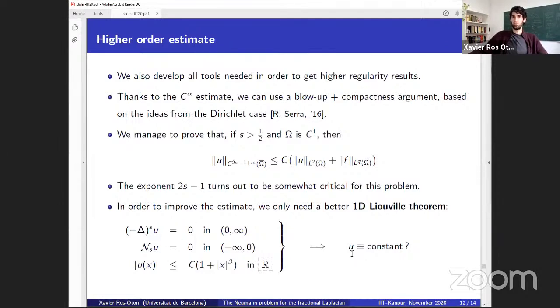If you can prove that this implies that u is constant in dimension one, then thanks to our methods, this blow up and compactness argument, you would get C beta regularity here. So if you can prove this with beta, then you can put this beta here. What we actually prove is this with the exponent 2s minus 1 plus alpha. The last open question that remains is, what is the best beta that you can put here in dimension one? Because once you do this, you get a better regularity.